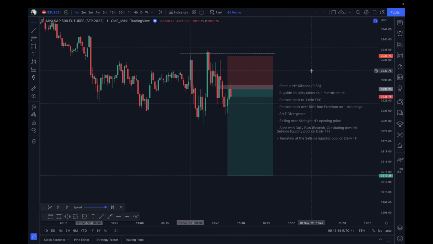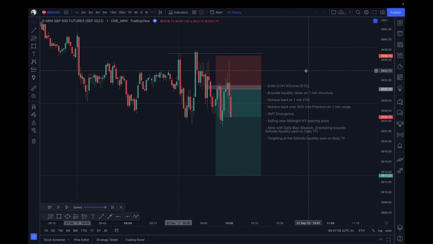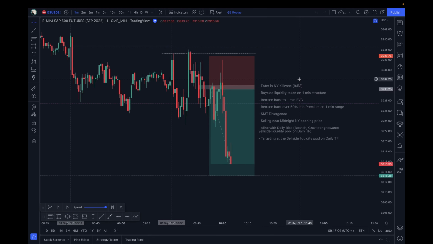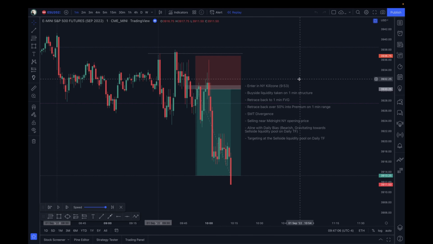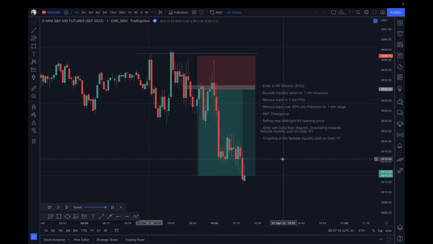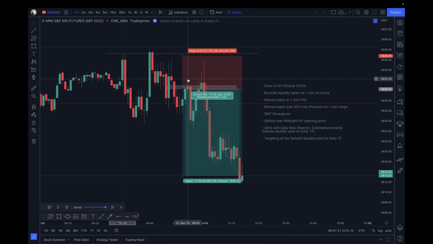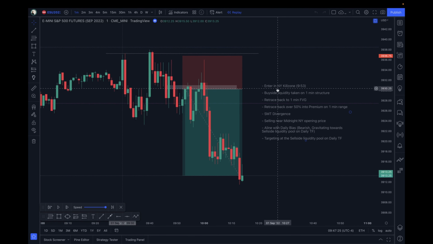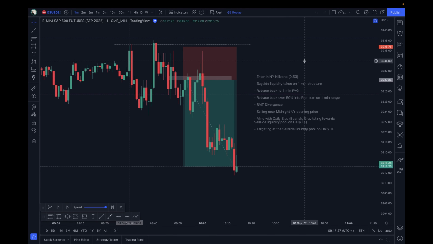Okay, let's see what the price will do. Doing a lot of heat right here, and the price just dropped to our target. So the target is accomplished, reached. The entering time is 9:53, entering the New York kill zone time.